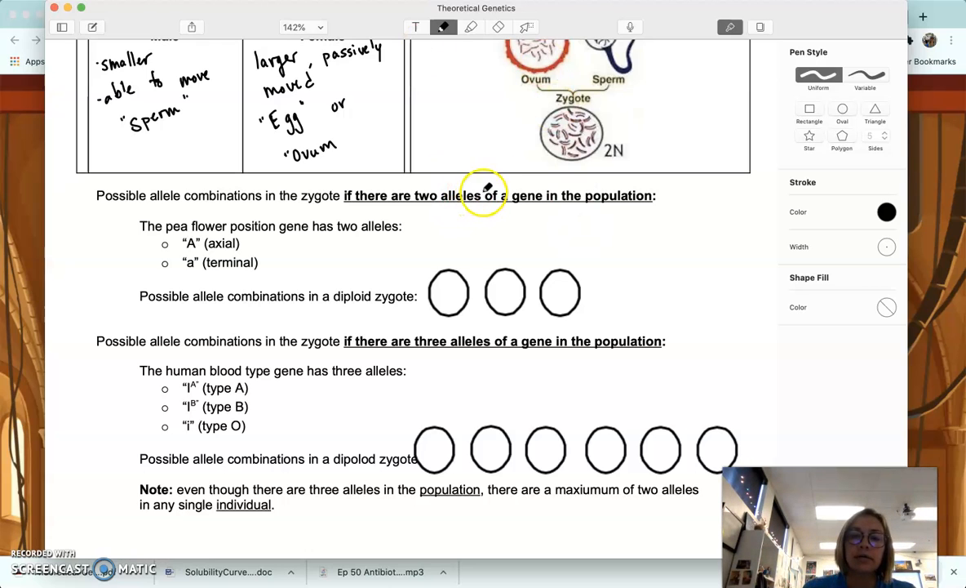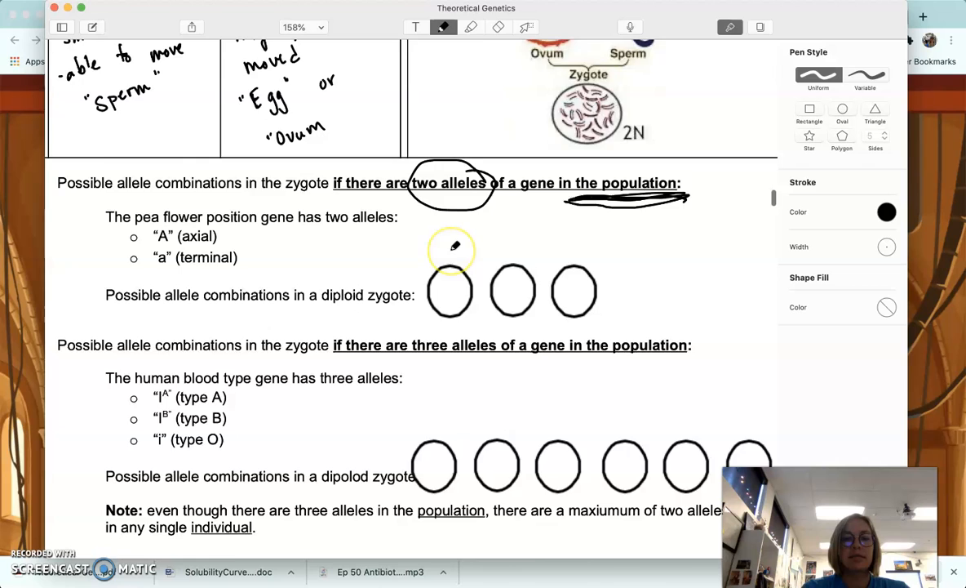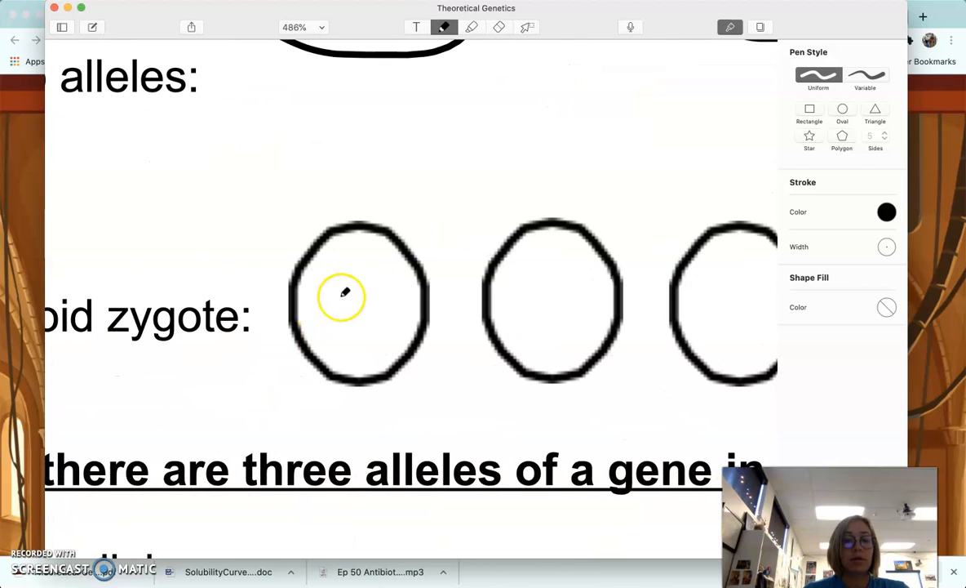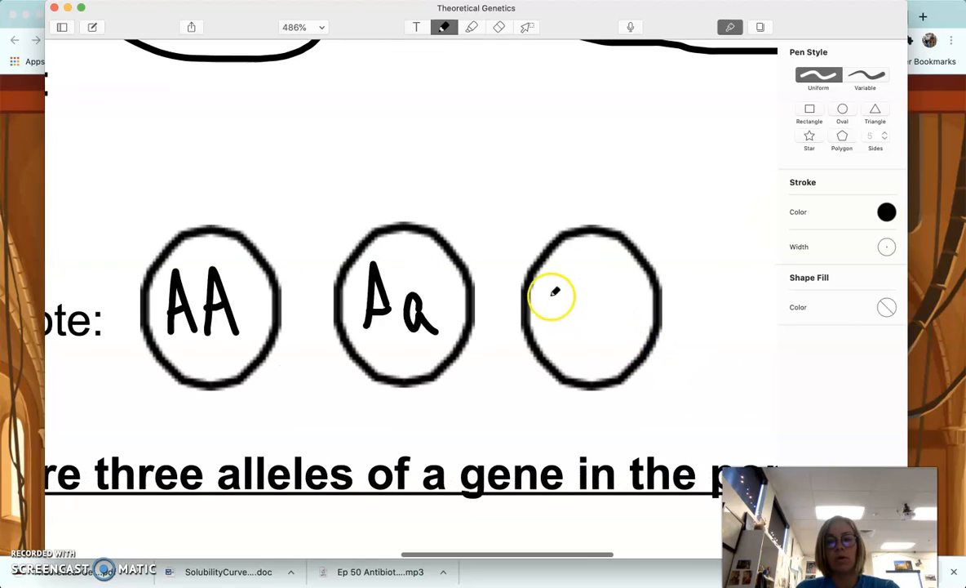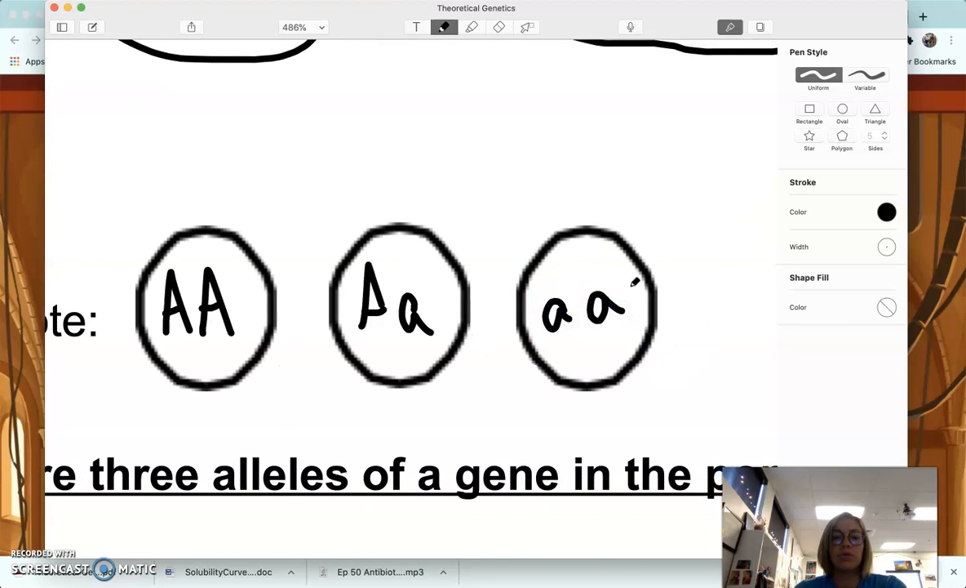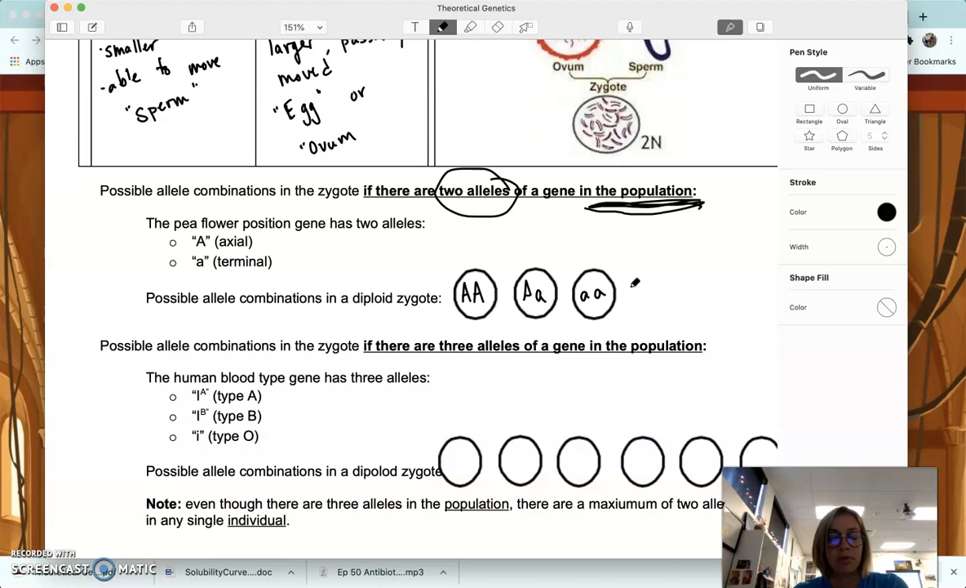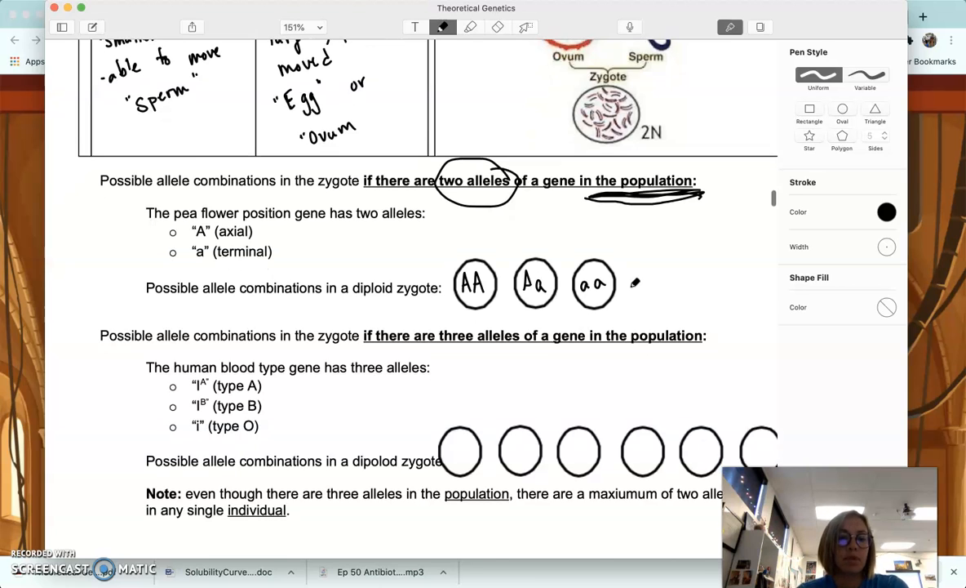If there are two alleles in a population, now this is different than saying in an individual, right? I'm saying there are two alleles possible in a population. So for example, pea flowers could either have the axial allele or the terminal allele. And so they can either get the possible diploid zygote with two heterozygous parents, could be big A, big A, big A, or little a, little a. Those are the only possible combinations that could be formed when you try and pair those things up.